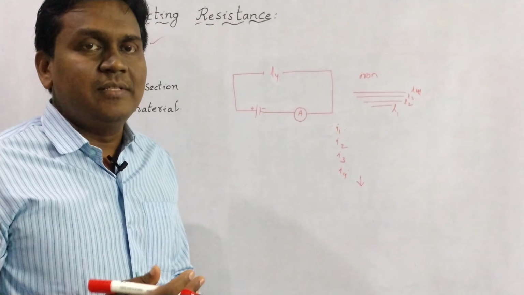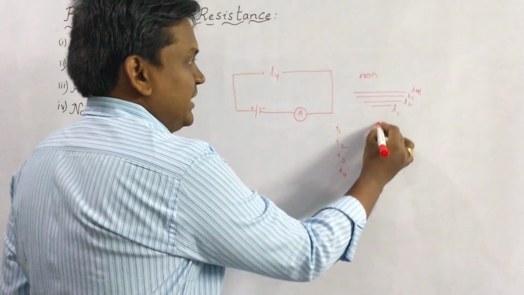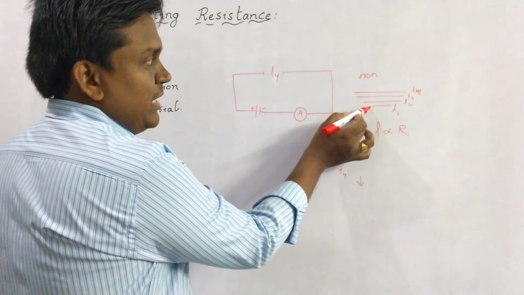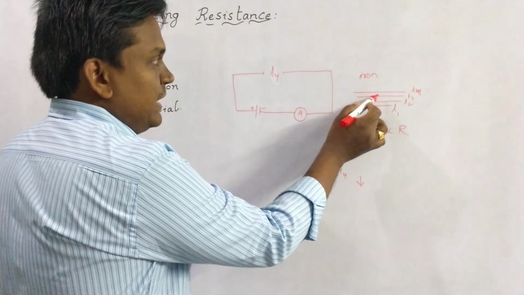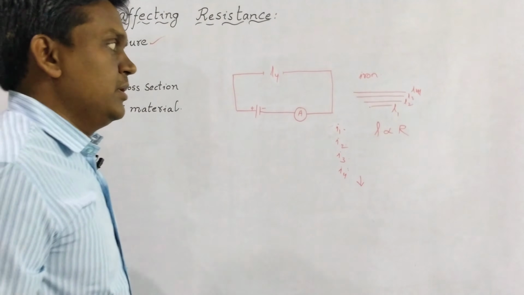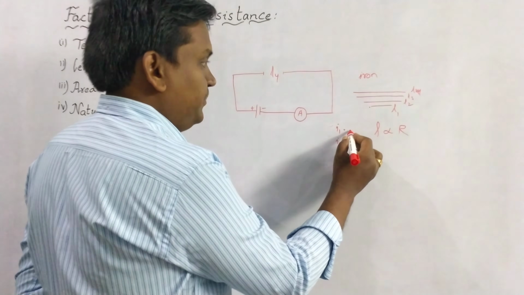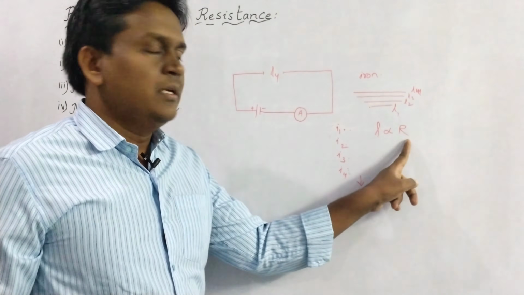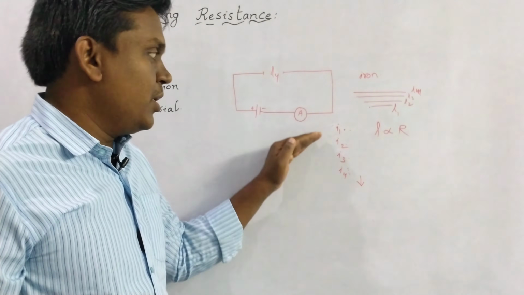Why is the current reading decreasing? The reason is, as the length increases, the resistance also increases. For L1 there is some amount of current I1, for L2 it is I2, for L3 current I3, and for length L4 the current will be I4. If you compare I1 and I4, the current is more at I1 compared to I4. The reason is that the length is gradually increasing, so resistance also increases and the current goes on decreasing.